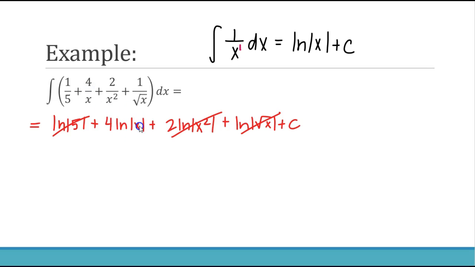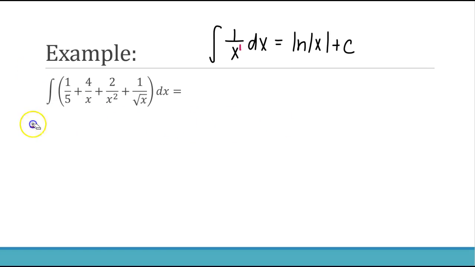This is the only piece that's correct here. So all of the rest of this is incorrect, so I'm going to go ahead and erase it. Hopefully you did not write it down because it is wrong. And we're going to go over how we would evaluate this indefinite integral here.